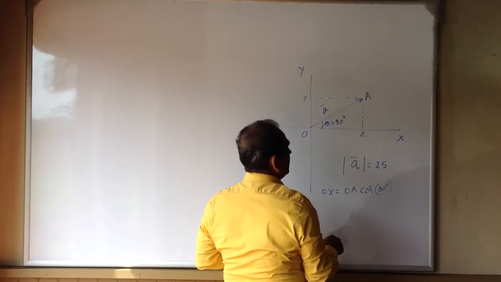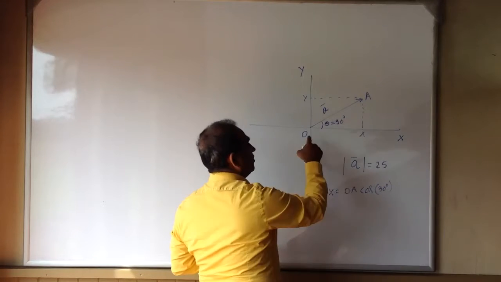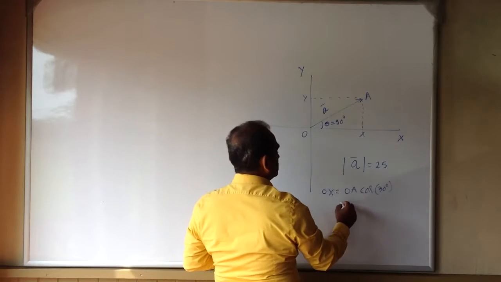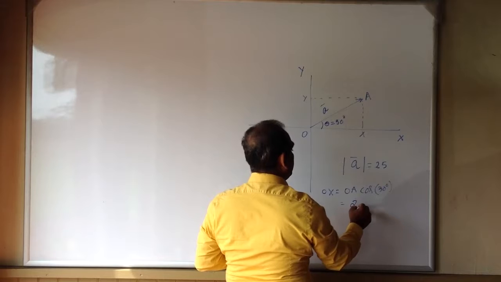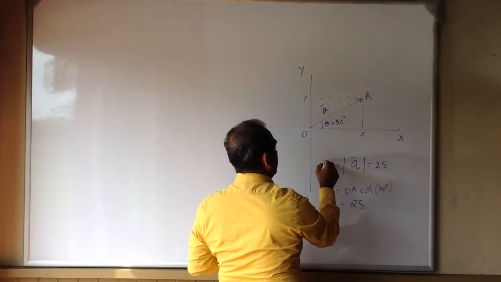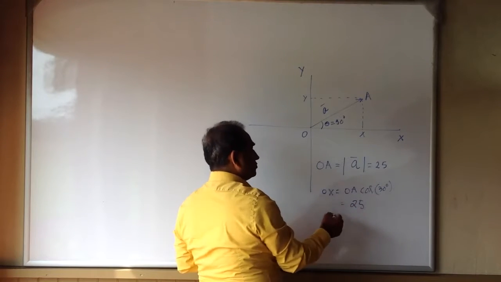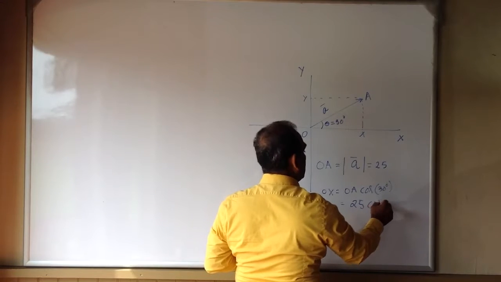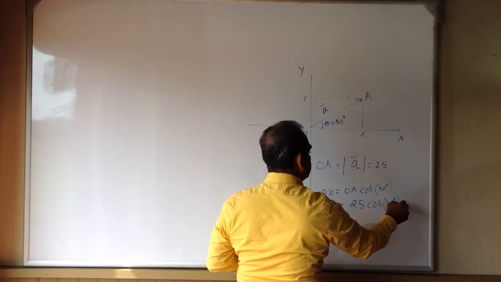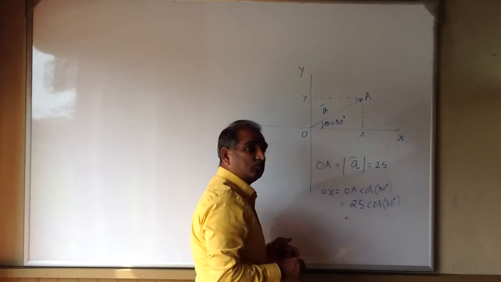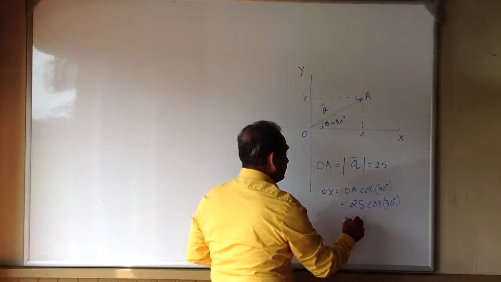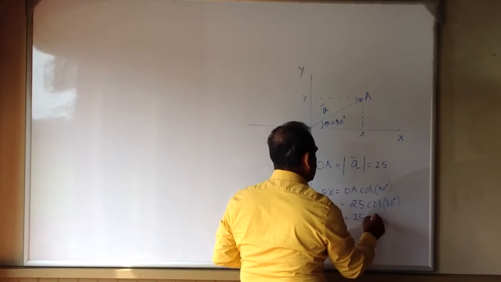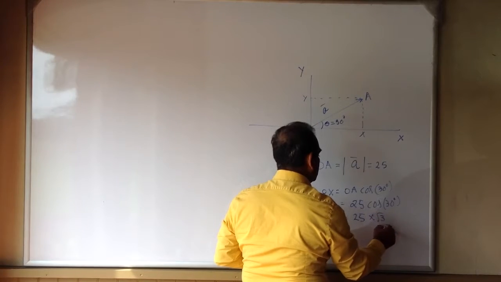So OX is nothing but this length, OA, times cosine of this angle, 30 degrees. Why is it cosine? Because we know it is the adjacent side. So which will be 25 times, this is OA, so 25 times cosine of 30 degrees. Cosine of 30 is root 3 over 2. So therefore 25 times root 3 over 2.